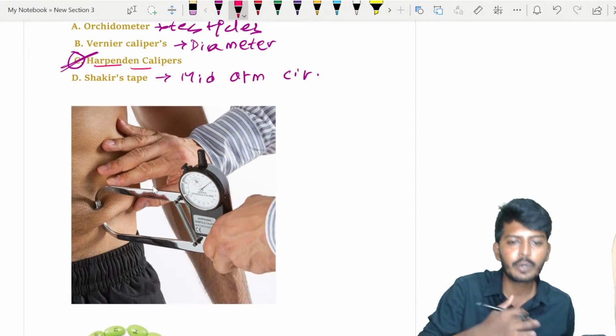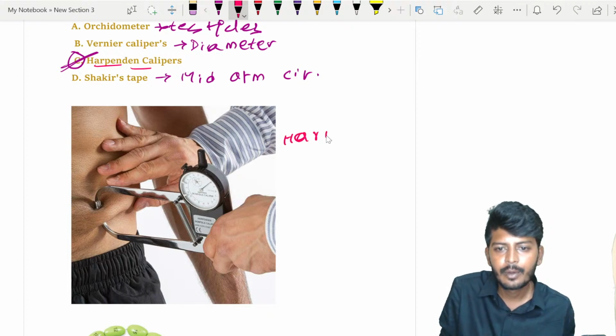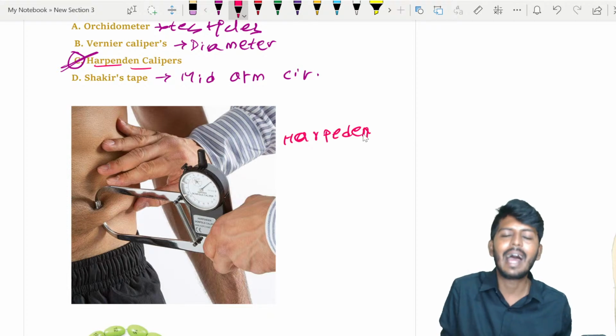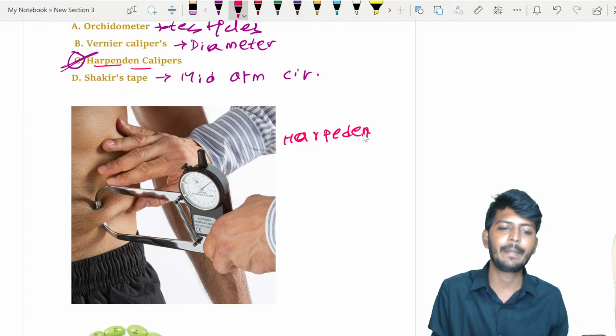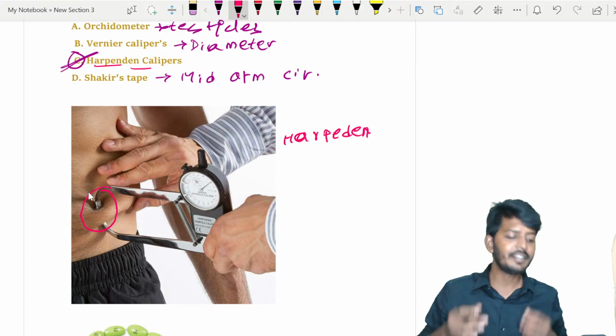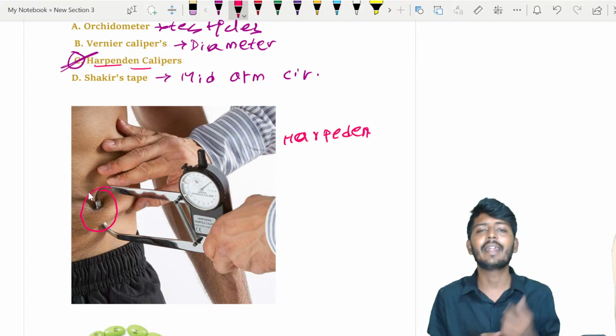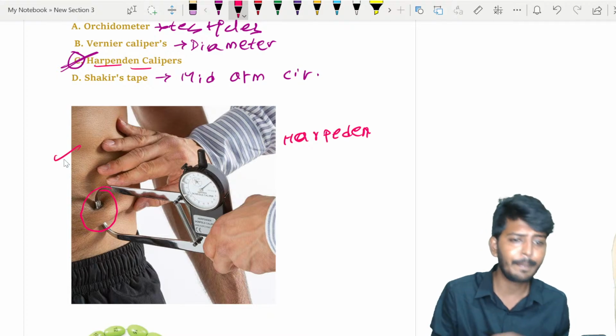So how does this instrument look? This is your Harpenden calipers. These Harpenden calipers, my dear students, are used for total body fat measurement in this particular manner. It is not just done in the abdominal wall. It can be done on the triceps, biceps, and subscapular region. It can be done in multiple areas.